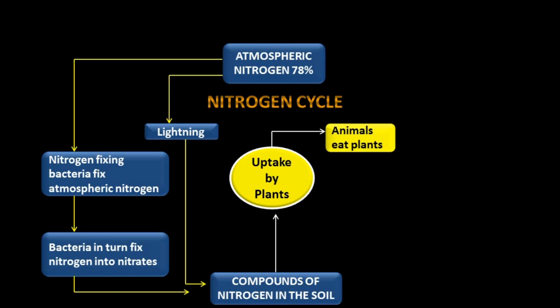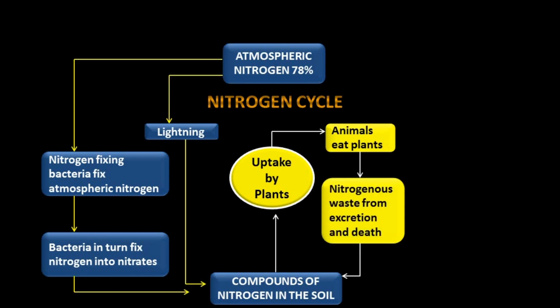Animals eat plants as food, and nitrates present in plants transfer into the animal body. So nitrogen present in the plant body is transferred into the animal body. Nitrogenous waste products from excretion of animals and death of animals again mix into the soil. So the nitrogen present in the soil is taken by plants. Plants are the food for animals. Nitrogen is transferred into the animal body.